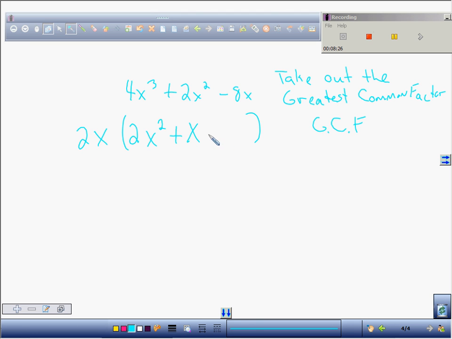And 2x times, this is going to be a minus sign here. 2x times what will give you 8x? Just negative 4. And that's it.